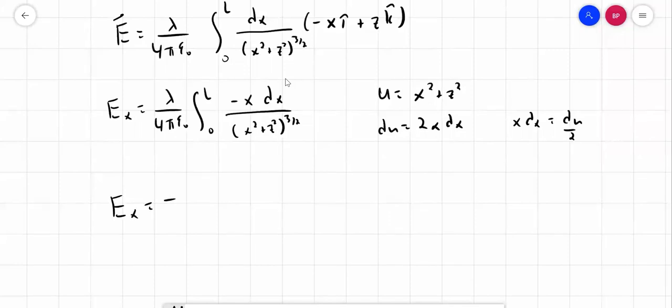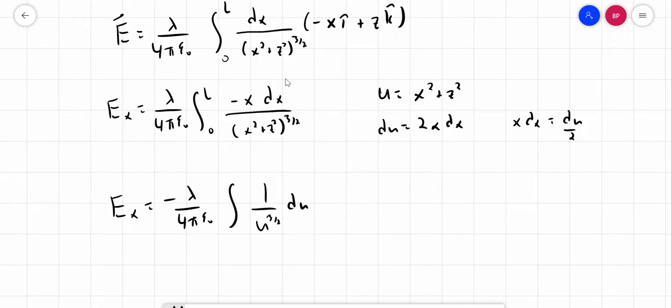So our x component is minus lambda over 4 pi epsilon naught times the integral of 1 over u to the 3/2 times du. Now, if you wanted to, you could figure out what these endpoints are in the u world. Like, plug in x equal to 0 and see what u is, plug in x equal to L, see what u is. Or you could just do the integration and then convert back to x. That's what I prefer to do.